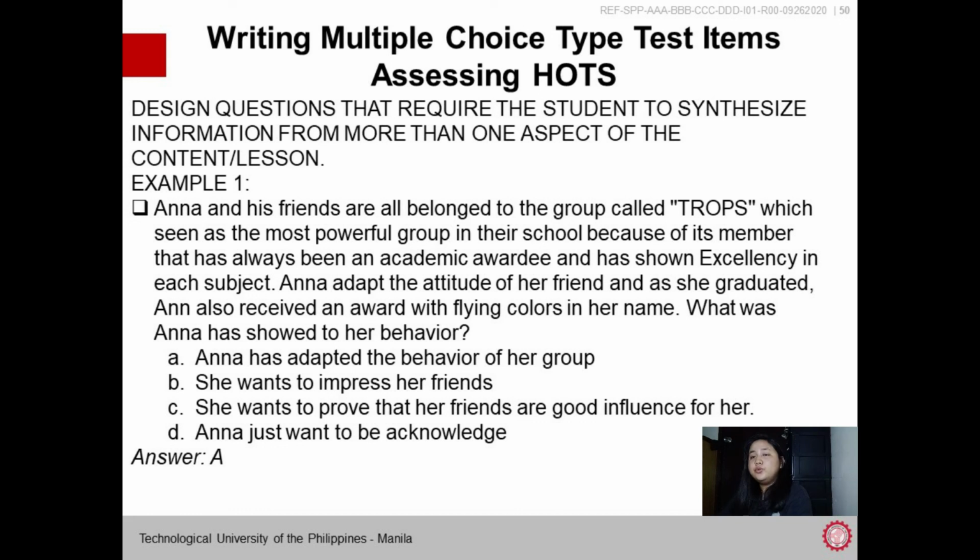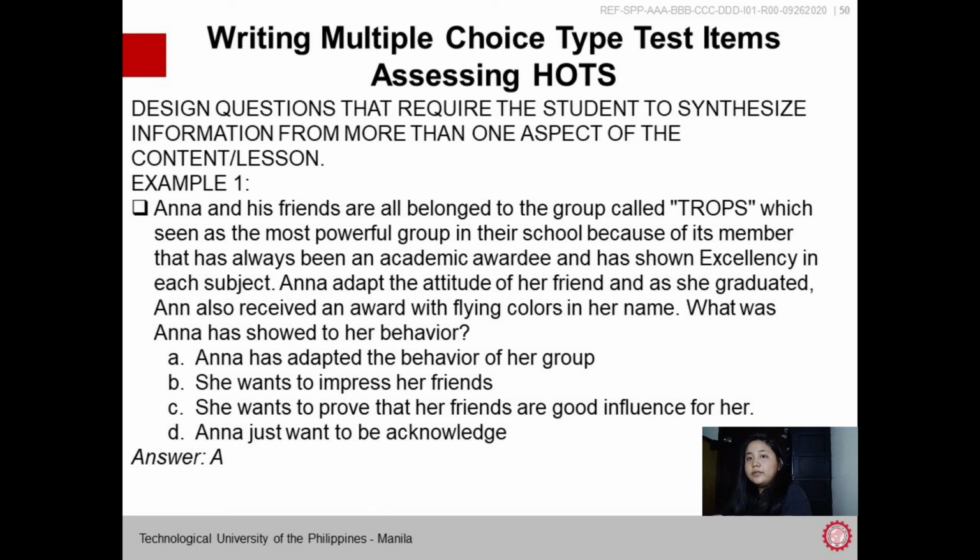So yung students, hindi lang niya basta narinig yung idea, hindi lang niya basta narinig yung words na yon, but inintegrate niya yon as another idea or nag-develop siya ng bagong ideas or ng bagong examples para mas lalo niya pang maintindihan yung lesson or yung content.